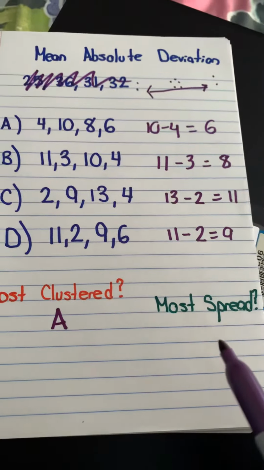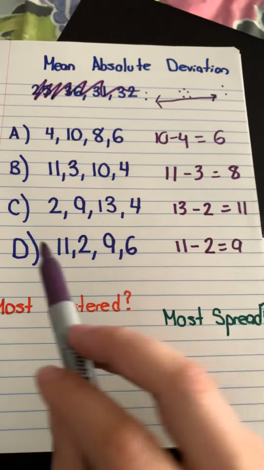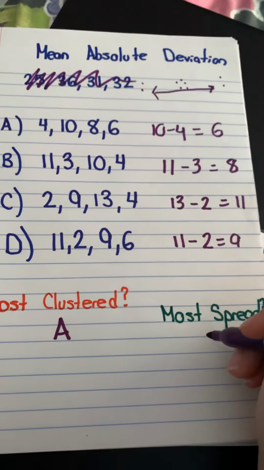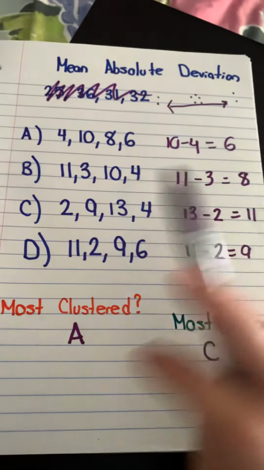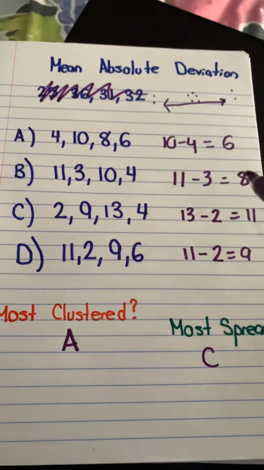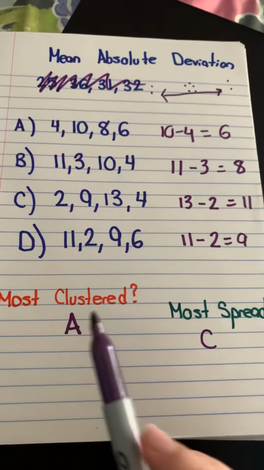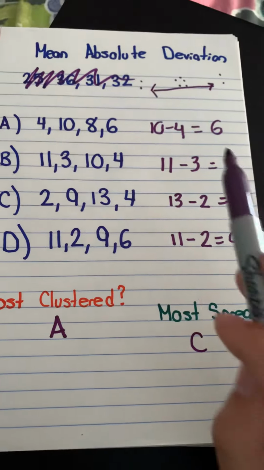Now for my most spread out, I'm going to see which one is the biggest number. In this case, C is my biggest. That means it's most spread out. That means from the biggest number to the smallest number, it is 11 numbers apart. So that's more spread out than any of the other 3. So remember, your most clustered is the smallest number you get. Most spread is actually the biggest number you get.